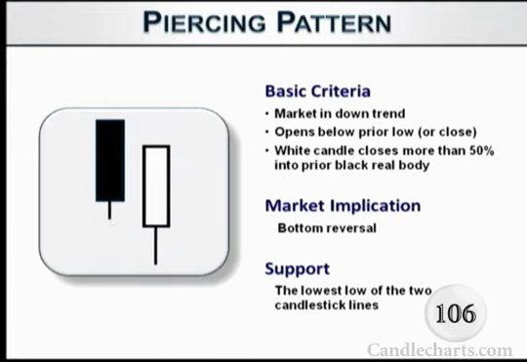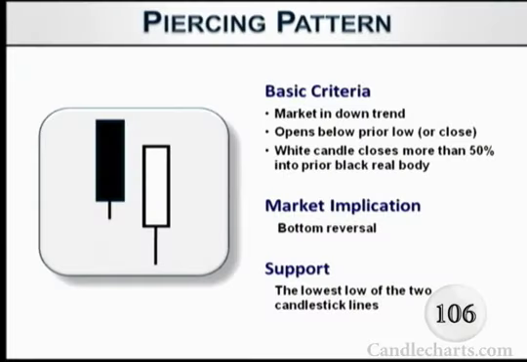And then the white candle closes more than halfway into the black real body. We want to see the bulls intruding deeply into the bear's territory. The Japanese have a saying, thieves in the dark hate the moonlight. Thieves in the dark hate the moonlight. And here we have some thieves, and here's the darkness, and here's the moonlight intruding onto the darkness. So the white candle has to get deeply into the black real body.